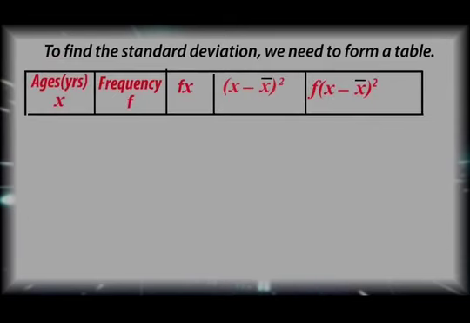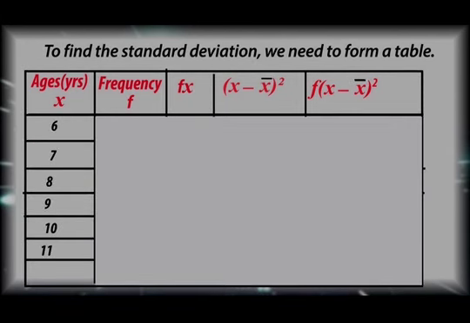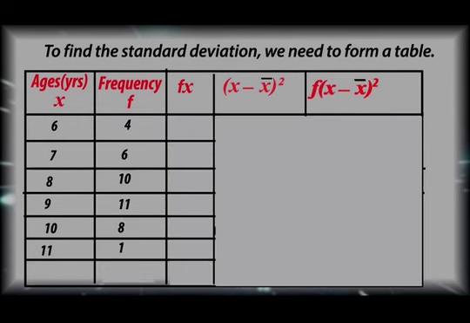The first thing we do is to form a table. In the table, we are going to have 5 columns. We will form the first 3 columns, use them to find the mean, and then use the mean to complete the last 2 columns. From our table, you can see the ages 6, 7, 8, 9, 10, and 11. Then we have our frequencies 4, 6, 10, 11, 8, and 1.